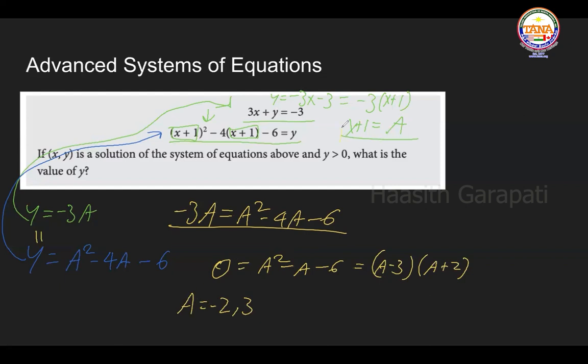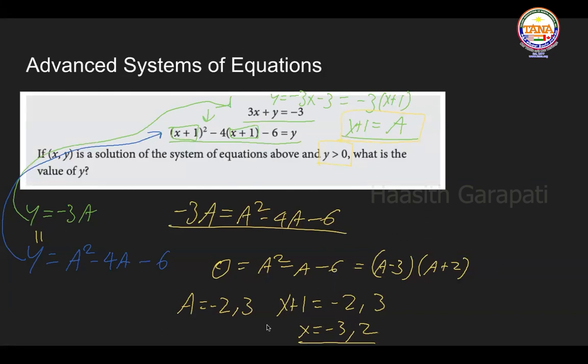Now, remember we said a is equal to x plus 1. Now we have to still substitute that in here. x plus 1 is equal to negative 2, 3. So then we have two solutions: x is equal to negative 3 and x is equal to 2. And now keep in mind, we're still not done. They ask, if x, y is a solution of the system above and y is greater than 0, what is the value of y? We only found the x variables, now we have to find the y values.